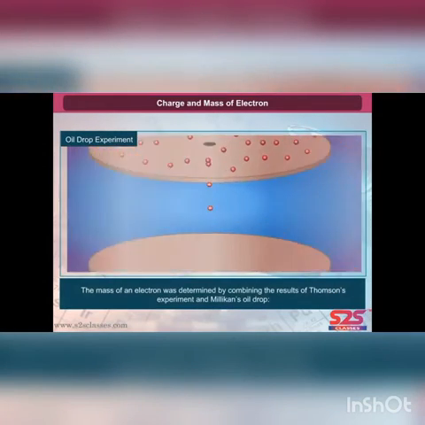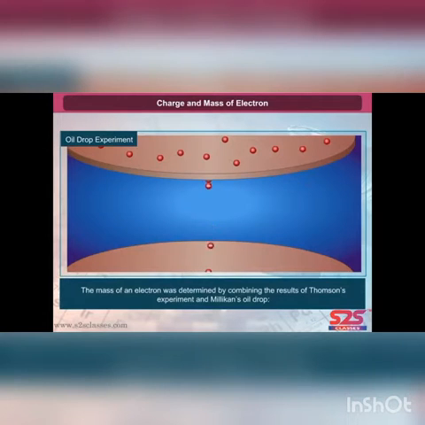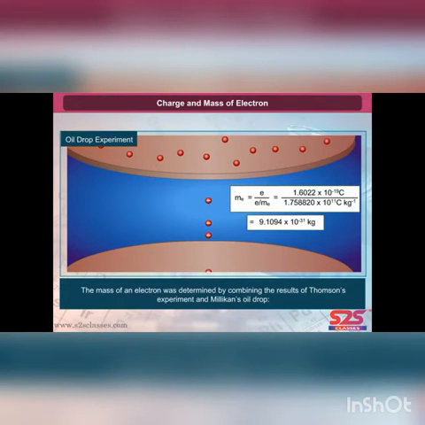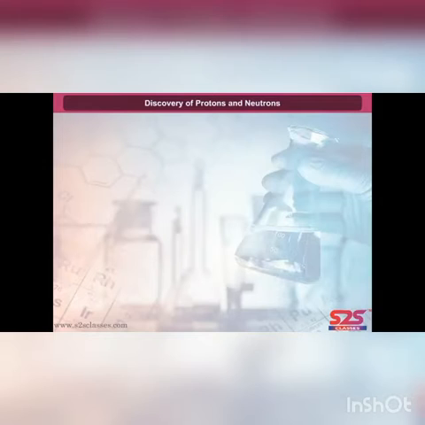The mass of an electron was determined by combining the results of Thomson's experiment and Millikan's oil drop experiment, and the value is 9.1094 times 10 raised to the power minus 31 kilograms. Discovery of protons and neutrons.